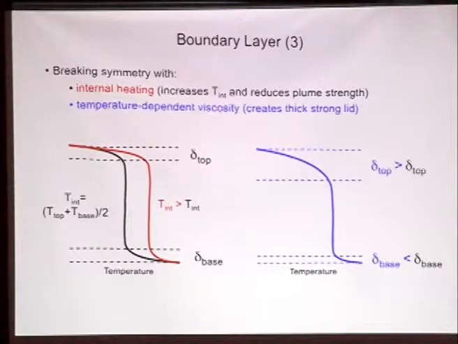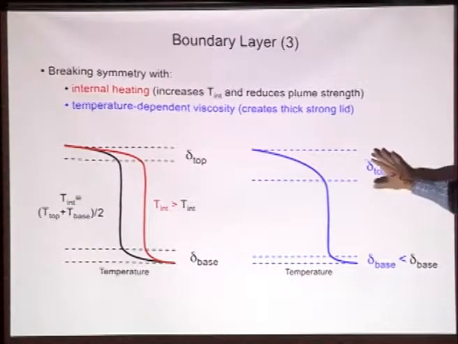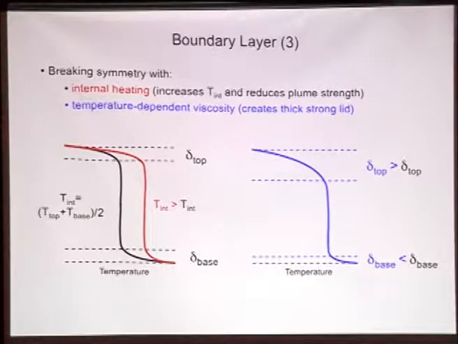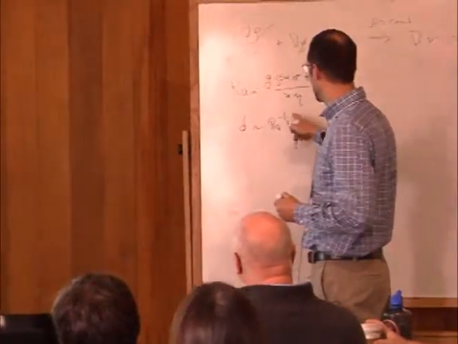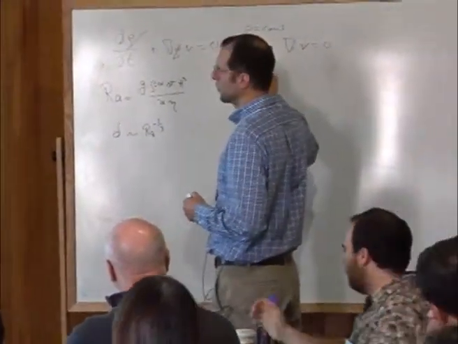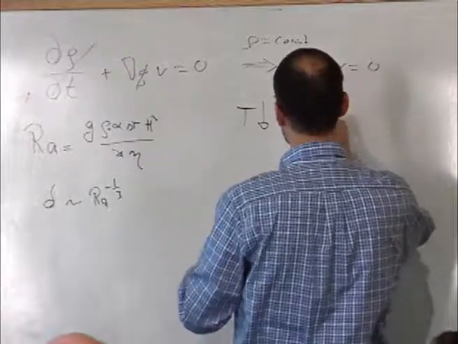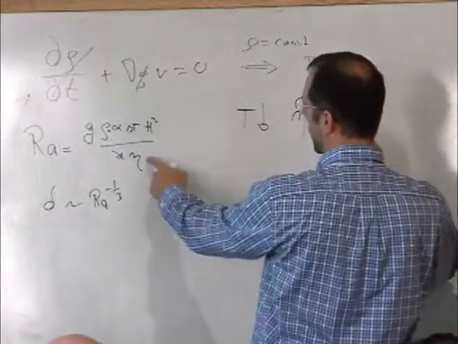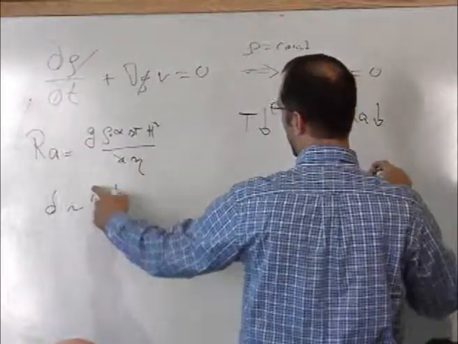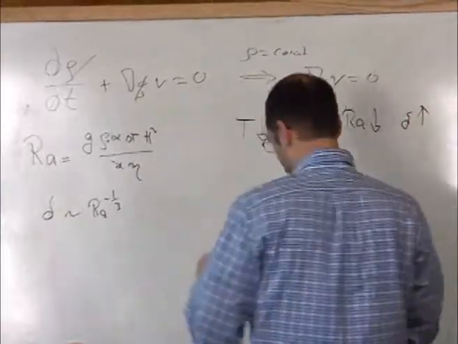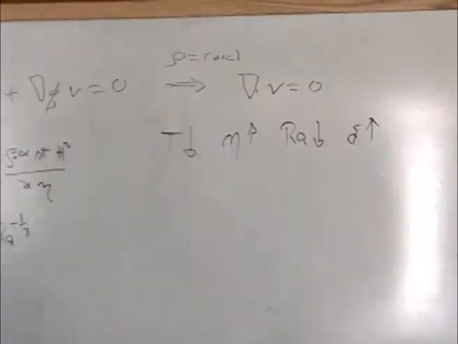Another way of breaking the symmetry is by introducing a non-constant material parameter. One of the more important ones is viscosity. So think that the viscosity of your material depends on temperature. And what this does is it creates a very strong lid at the surface. If you think about what I wrote on here, the boundary layer thickness depends on the Rayleigh number to the minus 1/3. So if I'm at the surface, the temperature is cold, so the temperature goes down. We know the viscosity is temperature dependent, so the viscosity goes up. If the viscosity goes up, we know the Rayleigh number will go down. And if the Rayleigh number goes down, we know the boundary layer thickness goes up. So that kind of makes sense. It's always good to check if the things you're doing make sense.